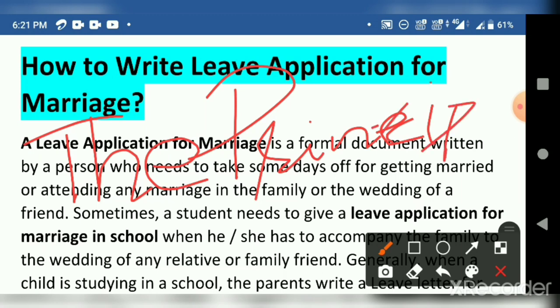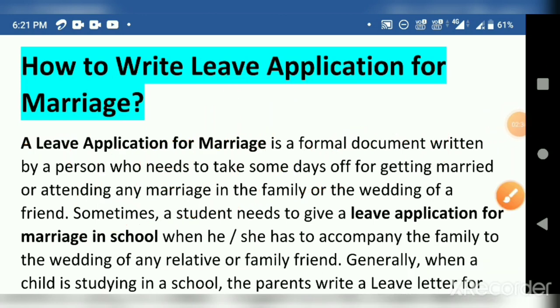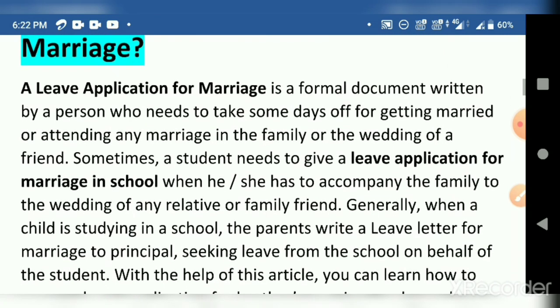Okay, you understand? So this is one of the most important things, that never write a leave application to the class teacher, but you write the application to the principal. But do not write "To". "To" is omitted in CBSE format. Remember that. A leave application is a formal document written by a person who needs to take some days off.